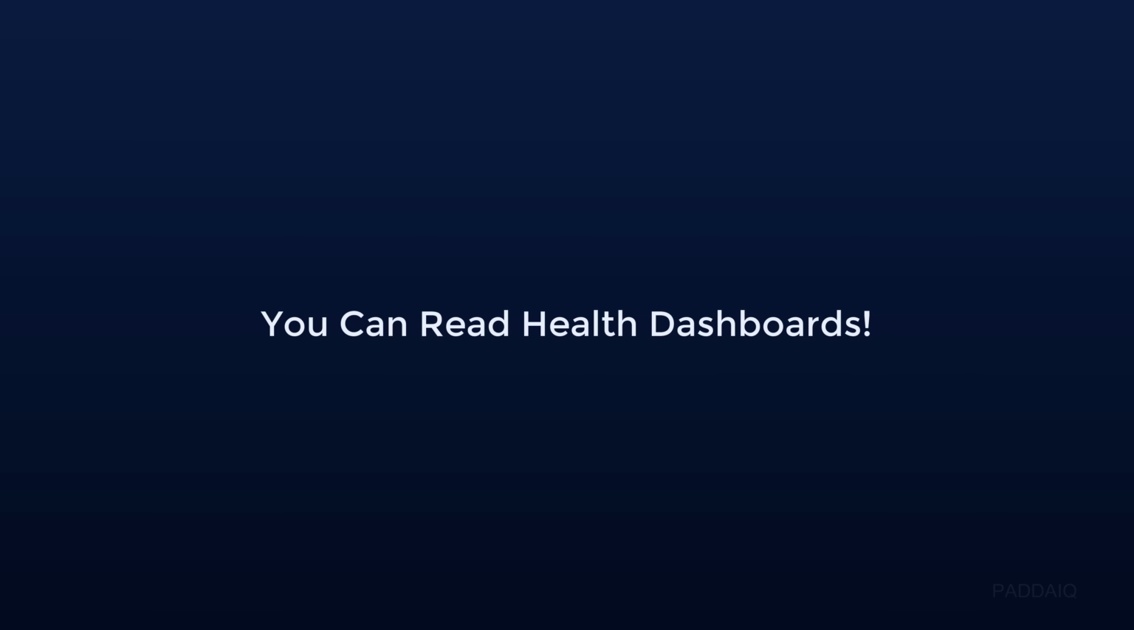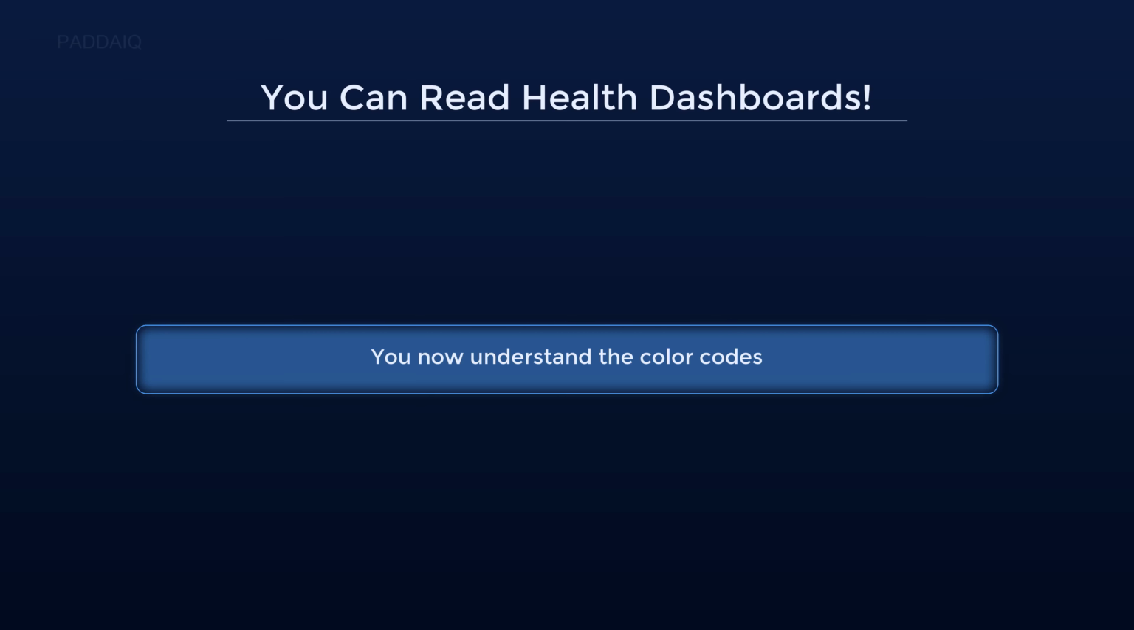You can read and understand health dashboards. You now understand the color codes. These colors indicate system status. Green means healthy, yellow is a warning, and red signals a critical issue. For example, if your application's dashboard is yellow, you know to check for performance problems before it becomes critical. This knowledge lets you quickly assess and respond to system health.